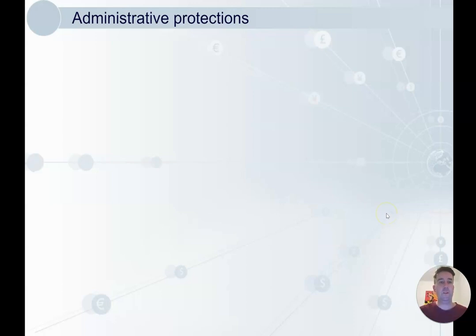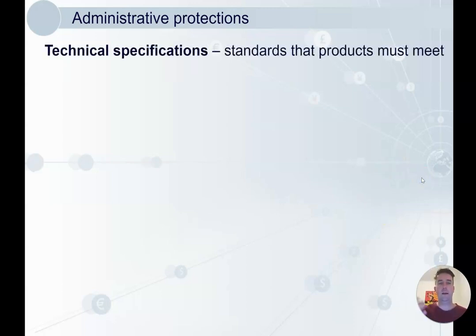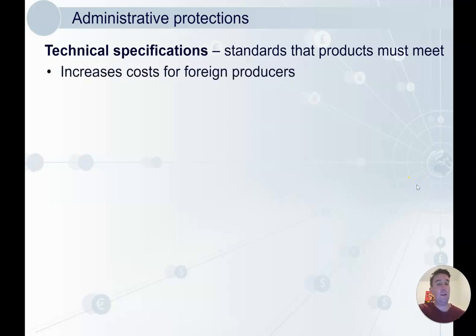Other administrative protections, we've got things called technical specifications, so standards that products must meet. So Australian standards we have. If you ever really can't get to sleep, you could look through the Australian standards that are available online for a ladder, for example. They're a standard that any ladder sold in Australia has to meet. They've got to meet these specifications so that people don't hurt themselves, the ladders don't fall apart too easily, that sort of thing. What these technical specifications do, though, is they increase costs for foreign producers.